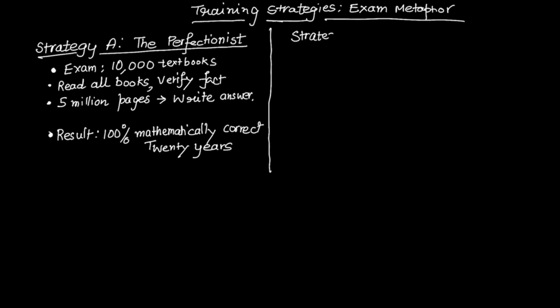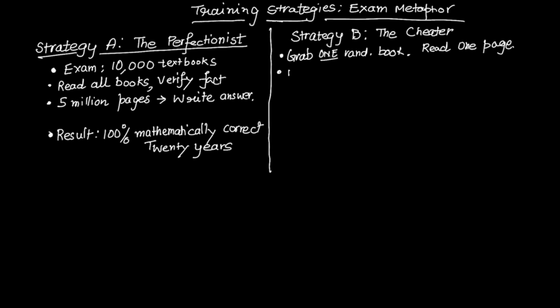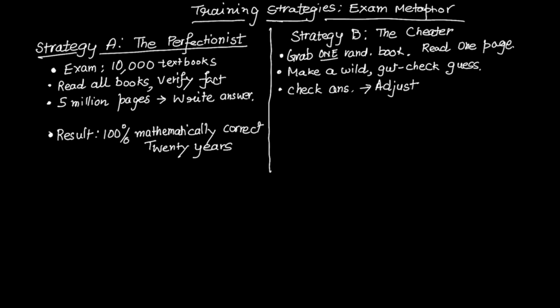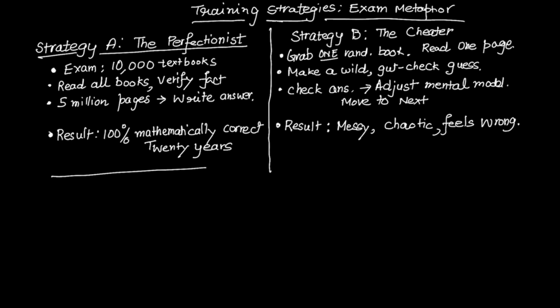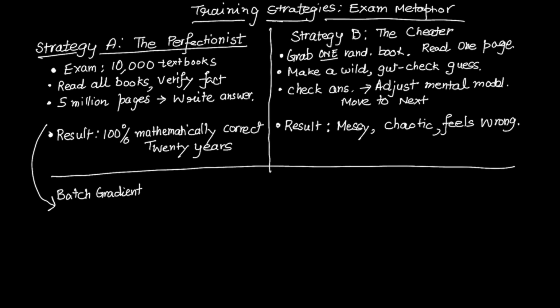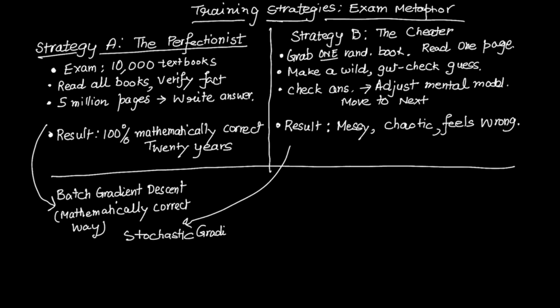The next strategy is the cheater. You grab one random book off the shelf, you read one page, you make a wild, gut-check guess based on that one page. You check the answer key, you adjust your mental model, you move to the next question. This strategy is messy, it's chaotic, and it feels wrong. Strategy A is what we call batch gradient descent. It is the mathematically correct way to do calculus. Strategy B is what we call stochastic gradient descent, or SGD. It is the noisy way.